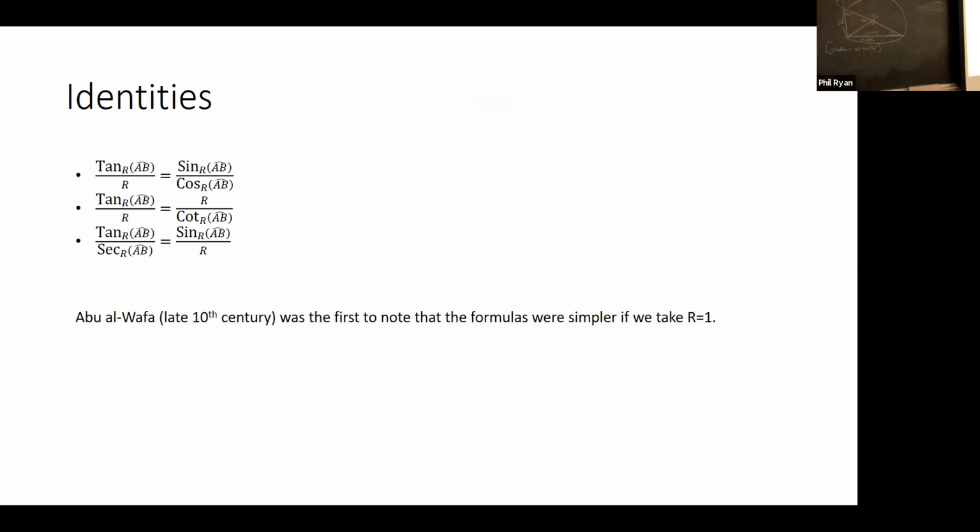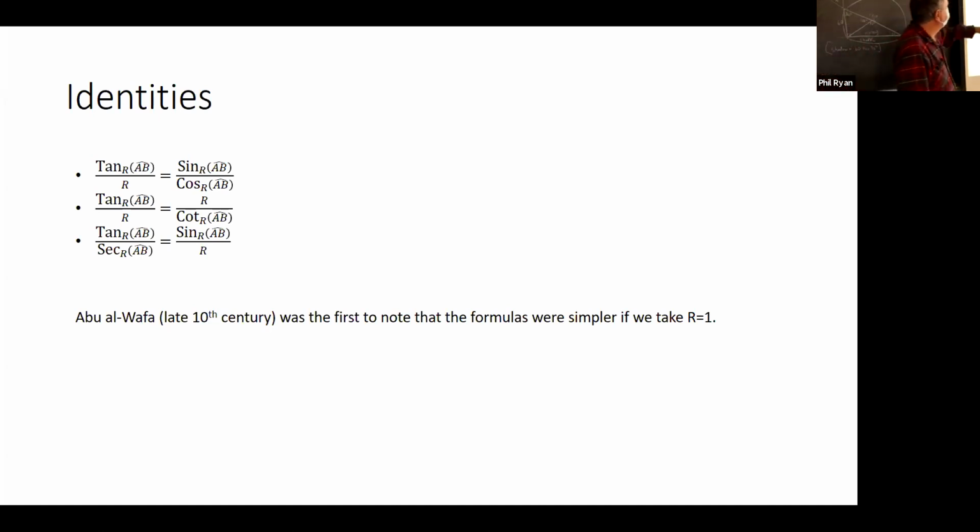And so you had trig identities. For example, tan divided by r is sine divided by cosine. Tan divided by r is r divided by cotangent. Tan divided by secant is sine divided by r. So the fact that you had this reference radius r screwed up all your identities, right? So sine squared plus cosine squared equals r squared. So every trig identity that you know, you have to plug in an r to do that.